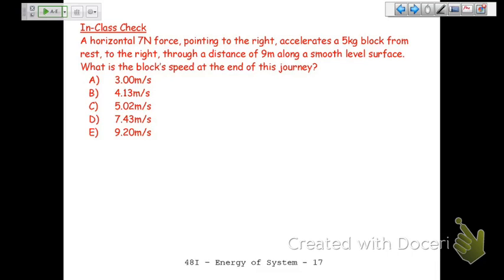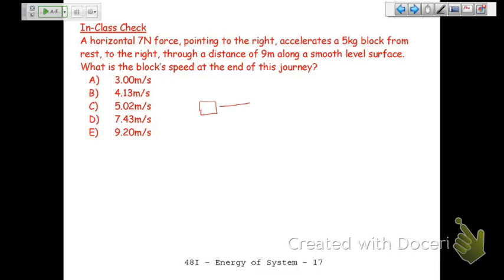So a horizontal force of 7 newtons pointing to the right accelerates a 5 kilogram block from rest to the right through a distance of 9 meters along a smooth level surface. What is the block's speed at the end of this journey? So let's have a look.